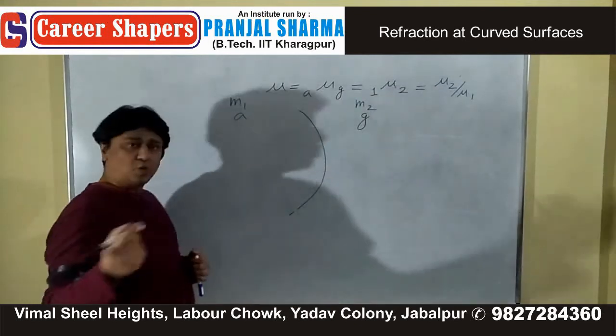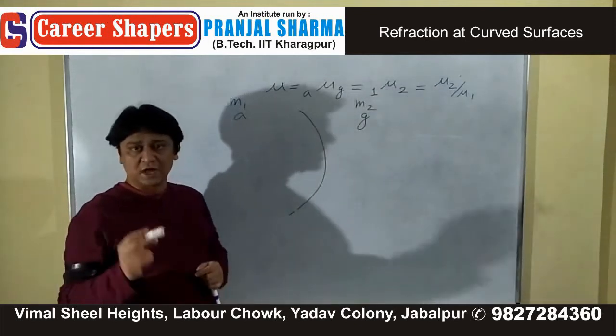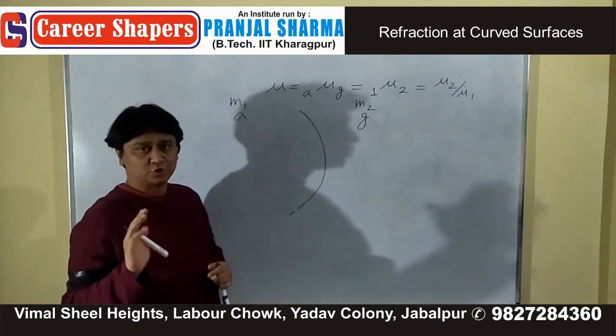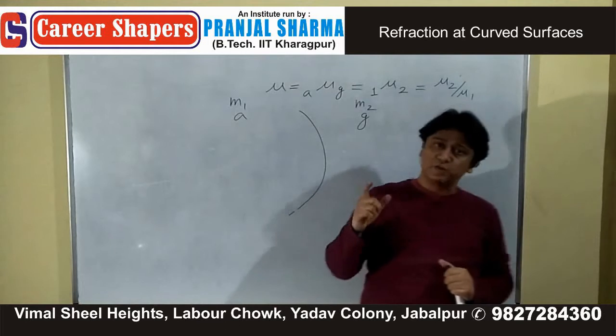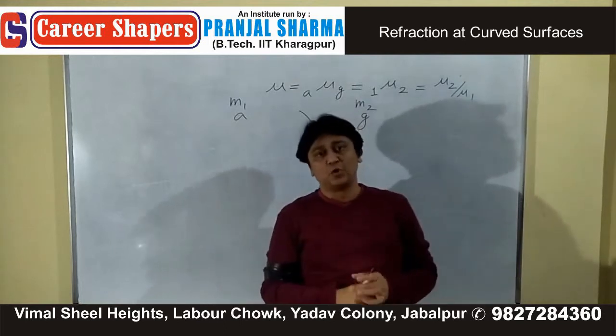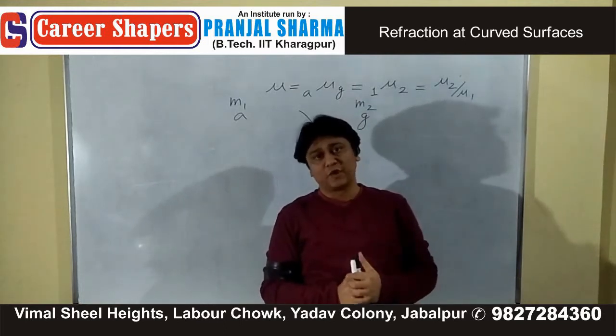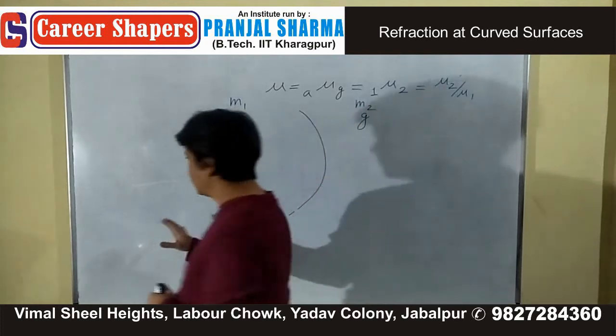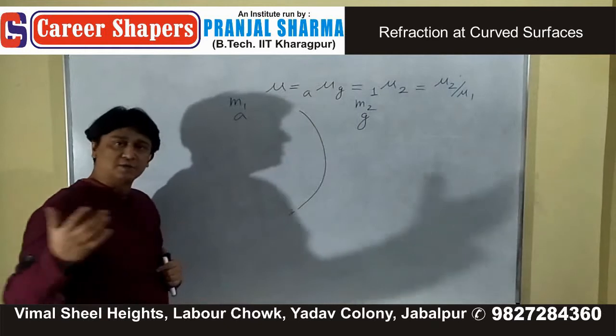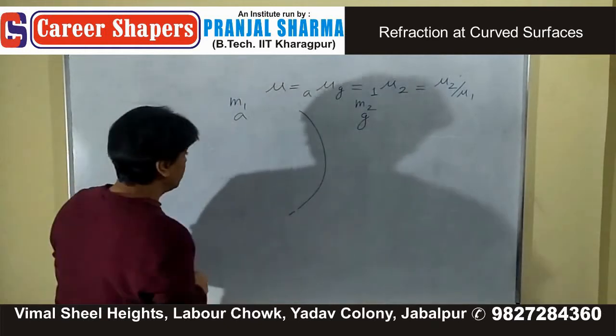Basic concept is Snell's law: sin I upon sin R equals mu. The other basic part is intersection of incident rays, that gives you the object. Intersection of refracted rays gives you the image. These are the only basics. And after that, it's simple geometry.